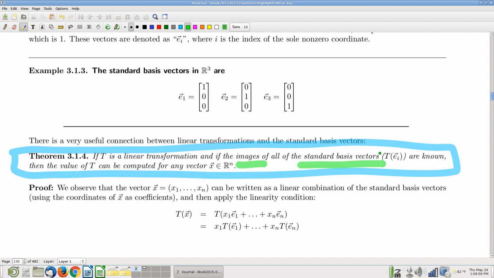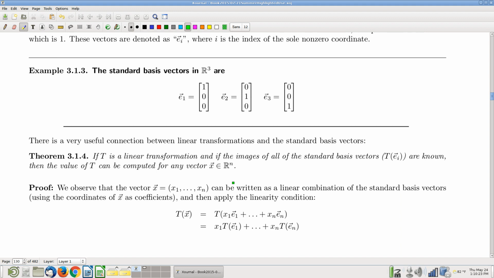of the standard basis vectors, I'm going to write that as T of Ei. Keep in mind the Ei are the standard basis vectors. T of that means we're looking at what comes out, so that's the image. So T of Ei is the image of the ith standard basis vector. If you know these images of the standard basis vectors, you're done. You know everything. You know the value of T for any other vector. And you might think to yourself, come on, how's this possible?